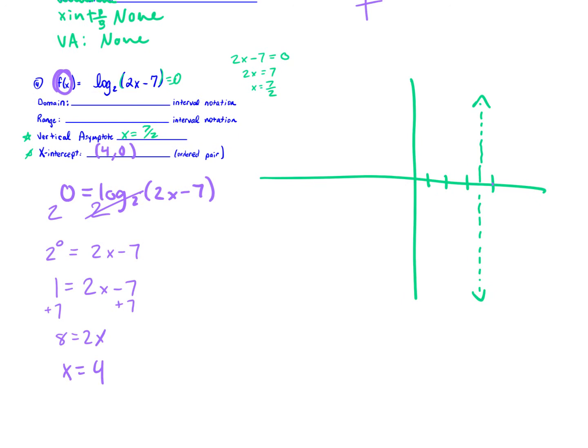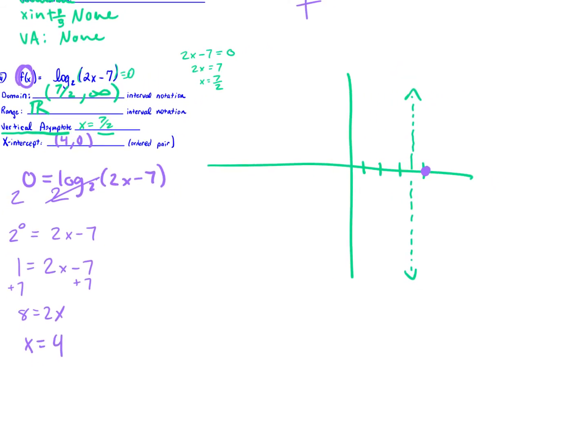So I'm going to go to the right 4, stay on 0. That's my x-intercept. So then do you have your domain too? What's my domain? Remember, domain goes with vertical asymptote. So it starts with the same number as your vertical asymptote. You set the parentheses equal to 0. So 7 halves to infinity. And then my range is all real numbers, because it's always all real numbers in log functions.